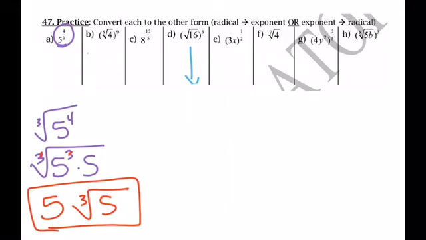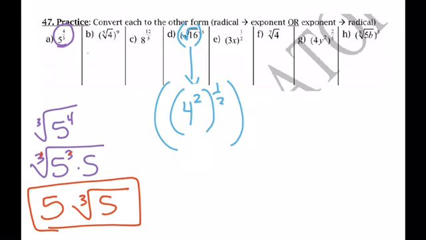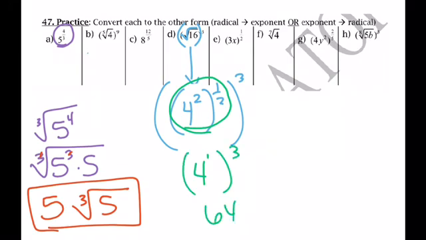Another way you could do that is you know that 16 is 4 to the second power, and then it's to the 1/2 power because it's the square root. So that just takes care of what's inside the parentheses. And then to the third power, like that. So take a look at that. If I use my power of a power rule, I'm going to multiply my exponents. So that's 4 to the first power, and then to the third power, again, 64.